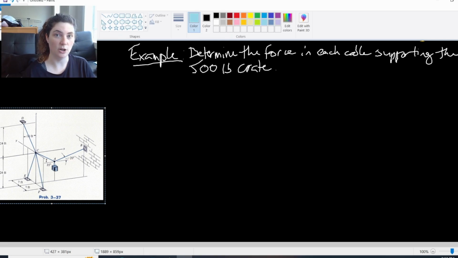But please pause the video and try to work this out. See how far you can get, or at least in listing out the steps that you do to solve this problem.